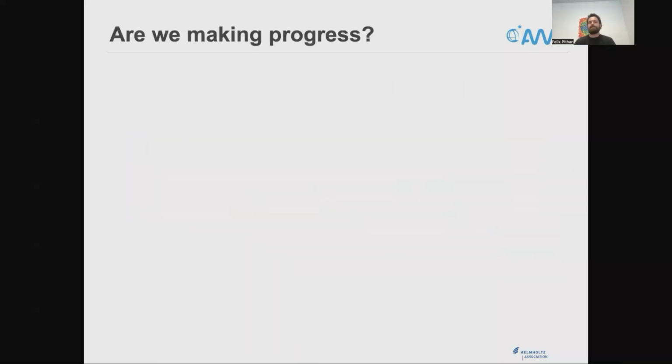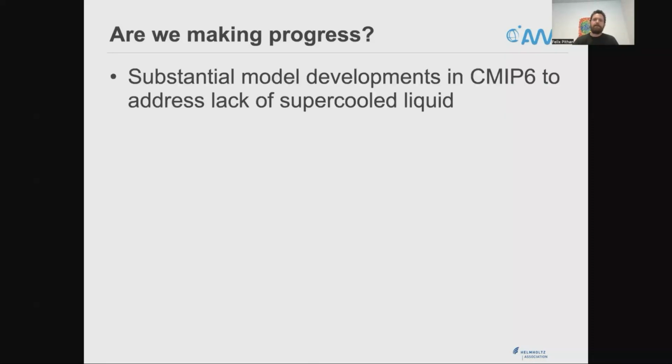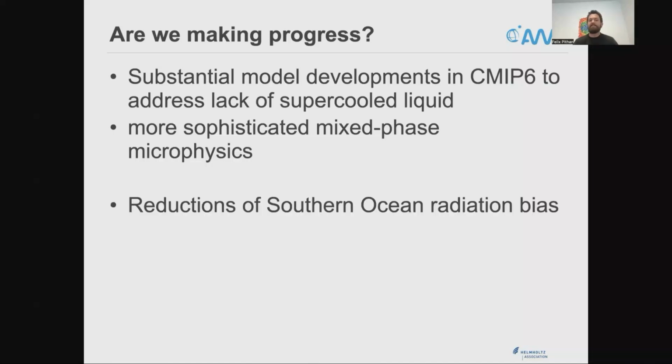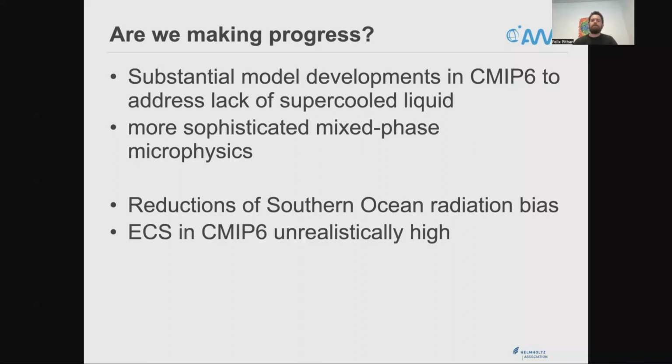So are we making progress in representing the core processes in high-latitude boundary layers in models? As I mentioned, there's been substantial model development in CMIP6 to address that lack of supercooled liquid water. A number of models have introduced more sophisticated mixed-phase microphysics over the last years, and that has led to a reduction of the Southern Ocean radiation bias in CMIP6 compared to CMIP5. But we also see that the equilibrium climate sensitivity, and certainly the high end of the distribution in CMIP6, has become unrealistically high compared to paleoclimate reconstructions.